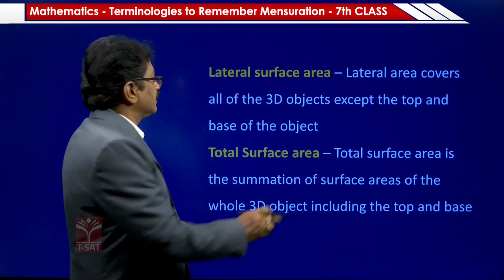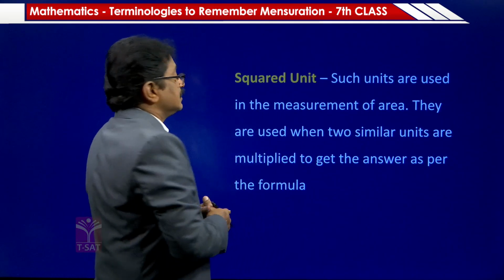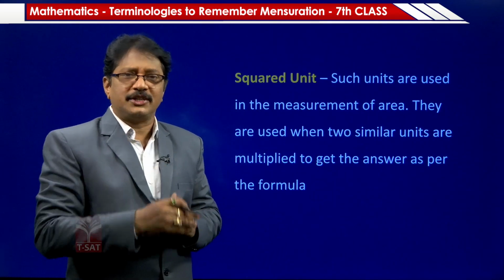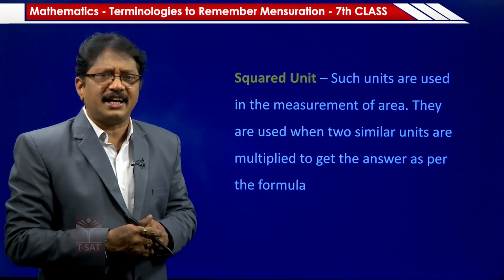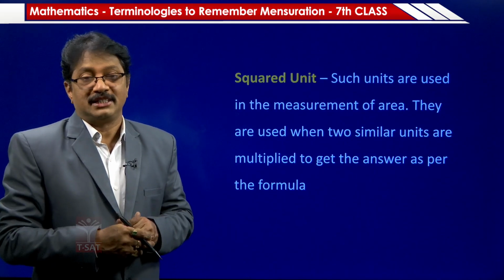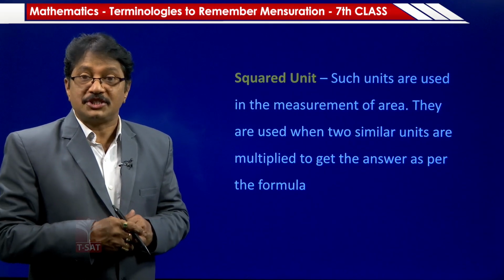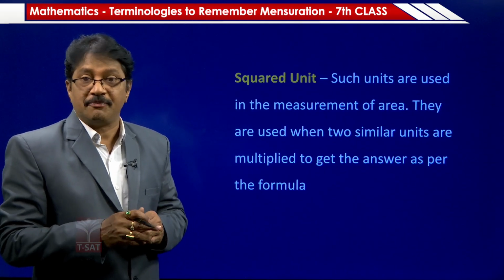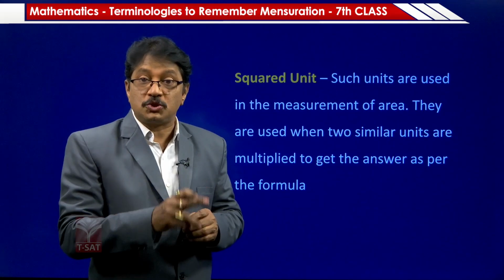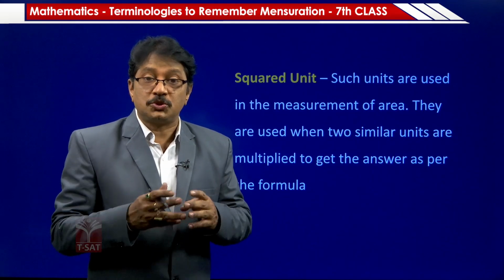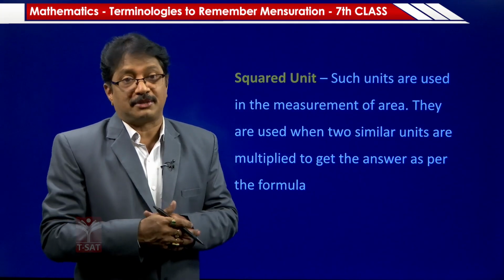That's it. Okay. Now moving to the squared units. Square units, already I said. For area, we will get centimeter square, meter square, millimeter square. Such units are used in the measurements of area. They are used when two similar units are multiplied to get the answer as per the formula. Is it clear?